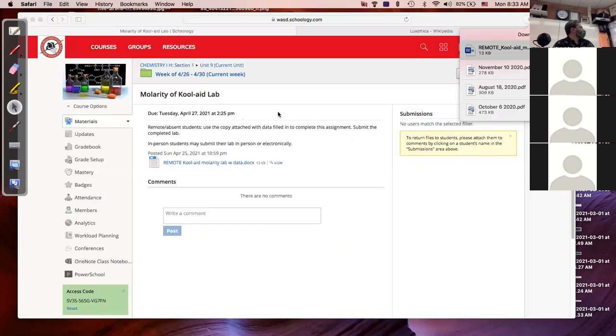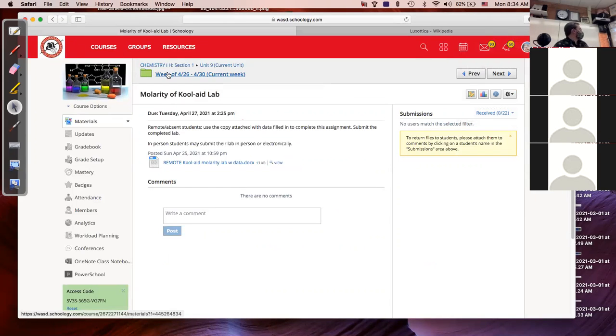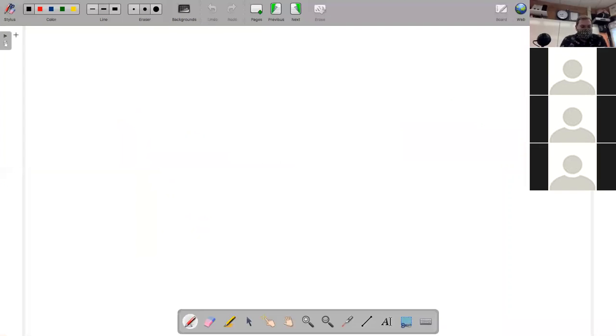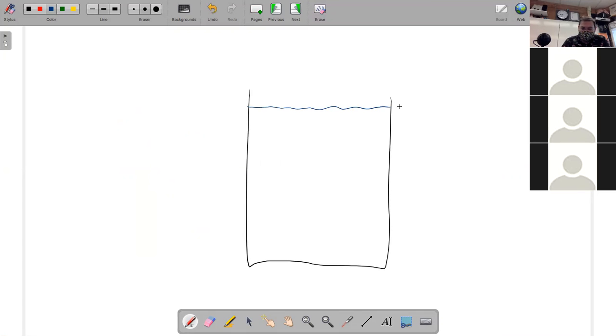But let me give you a sense as to how this all works, whether you're remote or you're here. I'll draw some pictures and whatnot. So the idea is that if you make Kool-Aid, you're making a solution, and there's a bunch of different components of that solution. So generically, you've got some water in a cup.